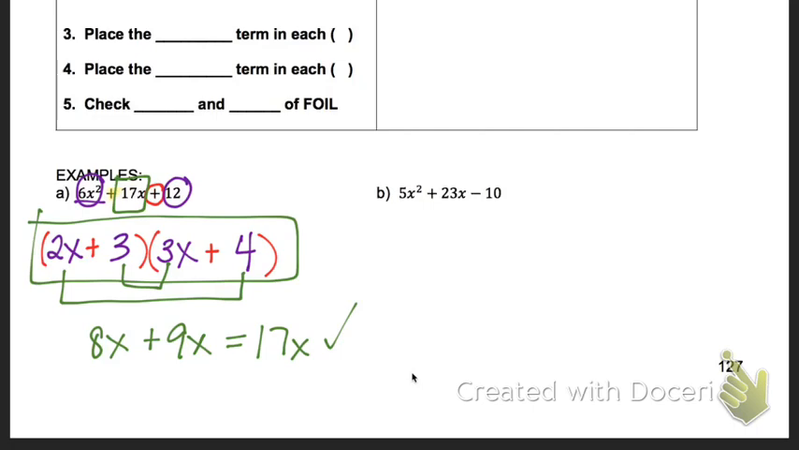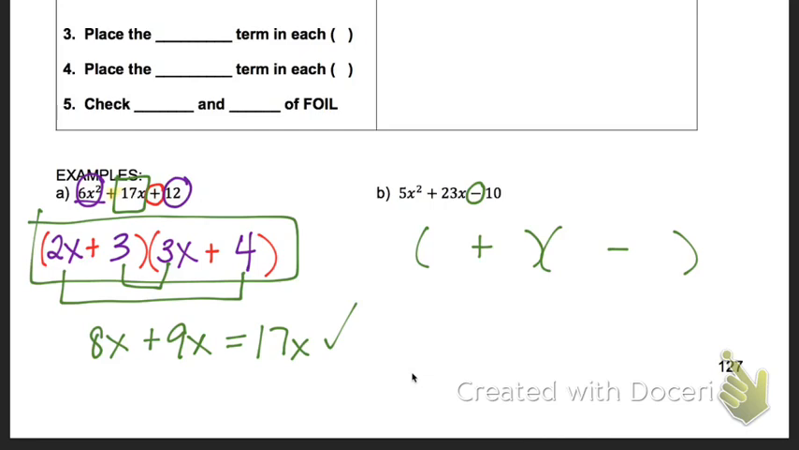Okay, part B. Let's try this again. Can I pull out a common factor on B? No. Parentheses. Last sign is negative, so that means they have to be different. So let's just do plus and then minus. That's where I normally will start. If I have to switch them in the end, I will.